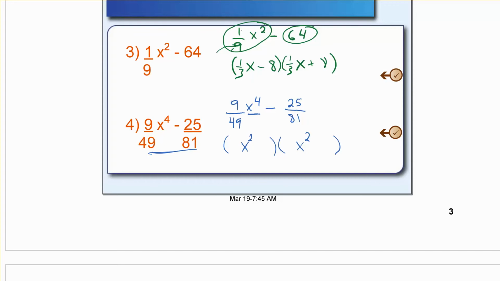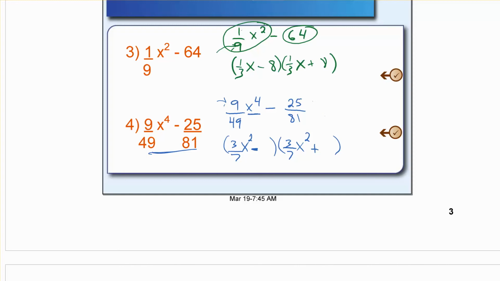Well, I know the square root of 9 is 3, so just keep the 3 on the top. I know the square root of 49 is 7, so 7 on the bottom. And that's it. Don't be freaked out by the fractions. Just do them individually. You know the square root of that, you know the square root of that, they go in front. Again, one has to be negative, one has to be positive. It doesn't matter which one. You could do either.